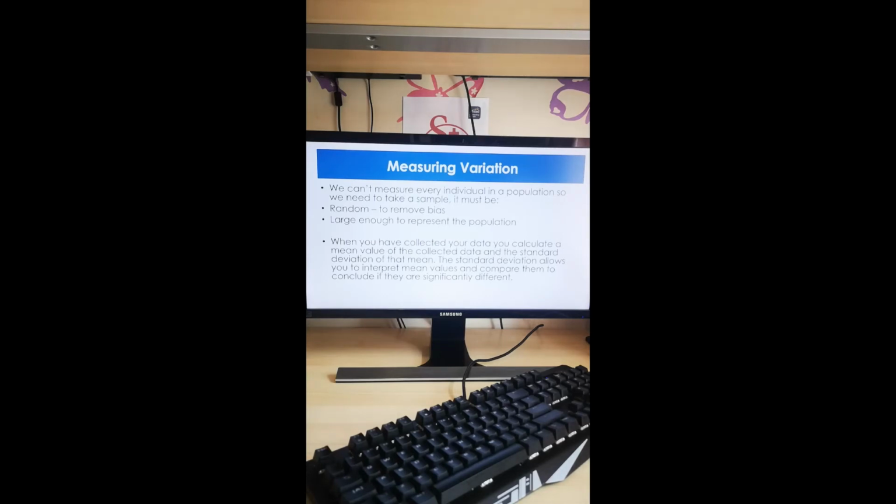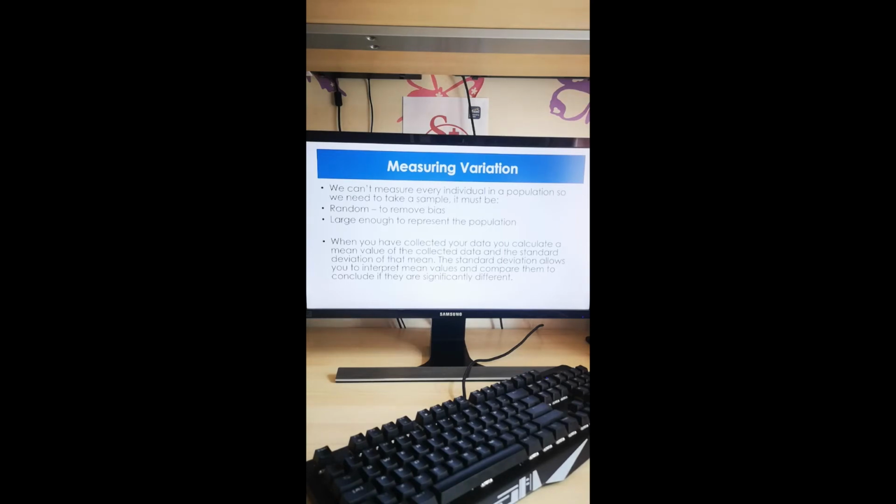Okay, now when you collect your data, you calculate a mean value for your collected data, but you also calculate a standard deviation. Now you don't have to learn how to manually calculate a standard deviation of a mean. You can use Excel, and in Excel you can simply type in equals standard deviation and highlight the full set of data that you want the standard deviation for.